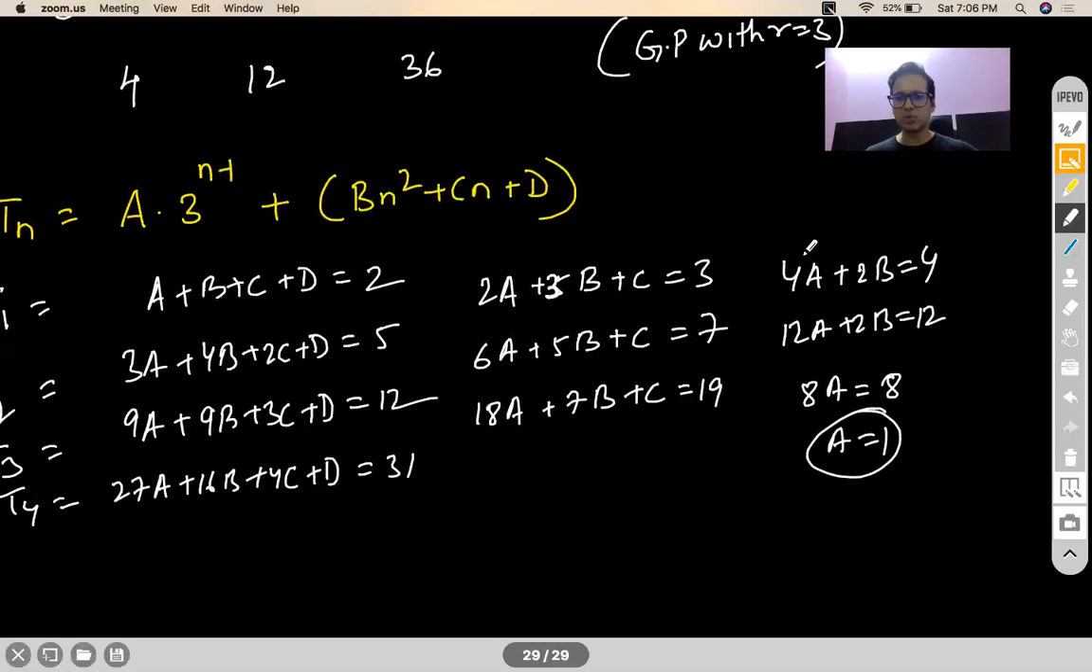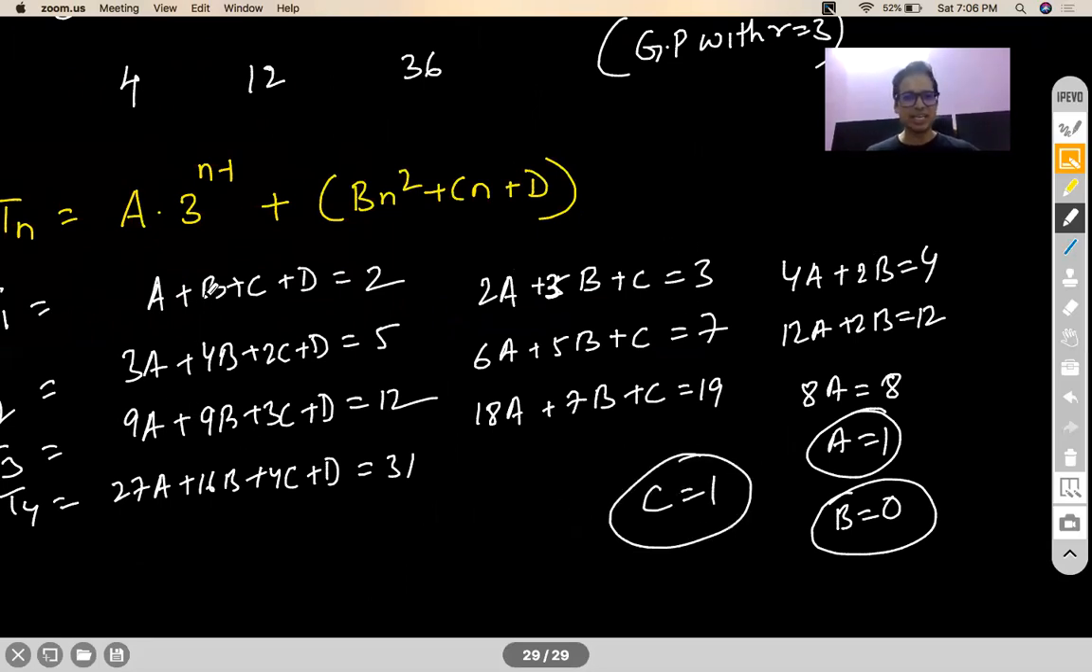If A is equal to 1, B will be 0. Coincidentally, again B is 0. So if A is 1, B is 0, C has to be 1 again. Okay. A is 1, C is 1, D is 0. That means the nth term of your sequence will be 3 to the power n minus 1 plus n.